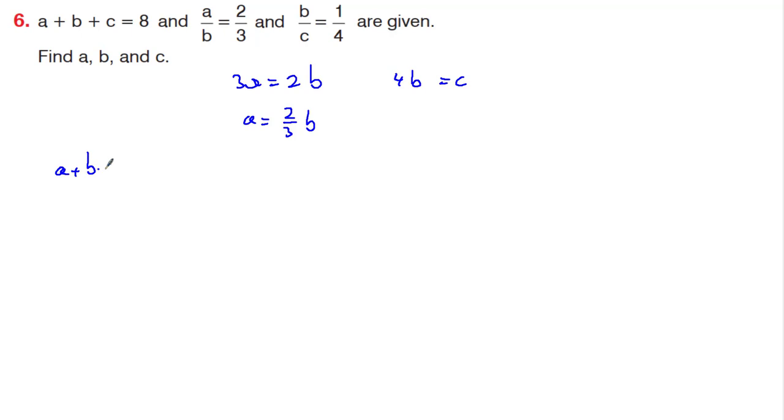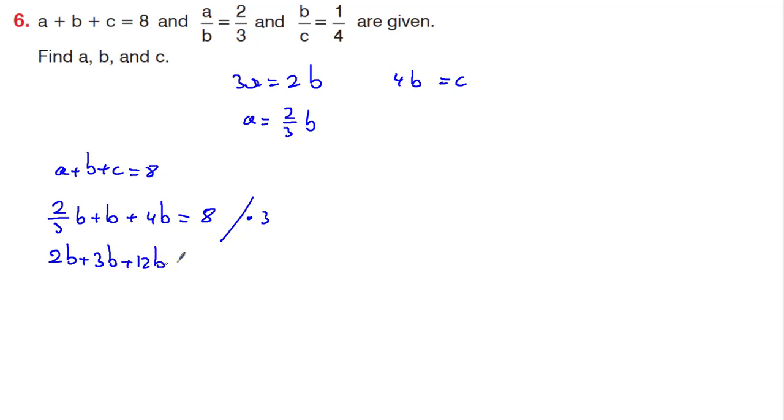Again, the same, a plus b plus c is 8. A being 2 over 3 b plus c being 4b, that's 8. If you multiply both sides by 3, you get 2b plus 3b plus 12b, you get 24. So 2b and 3b, 5b, and 12b, that's 17b is 24. b being 24 over 17.